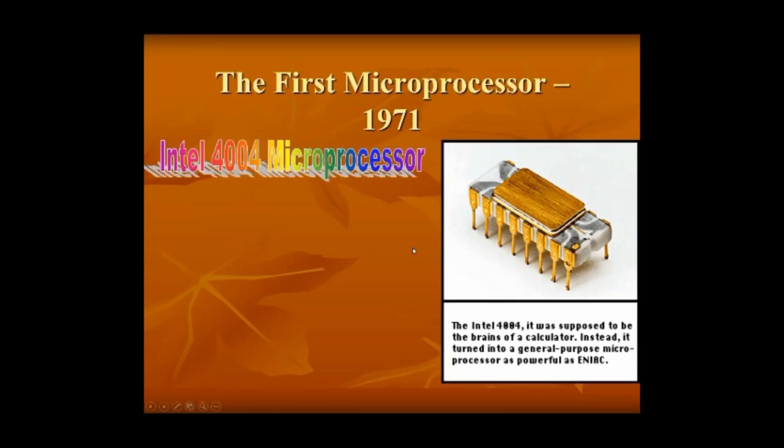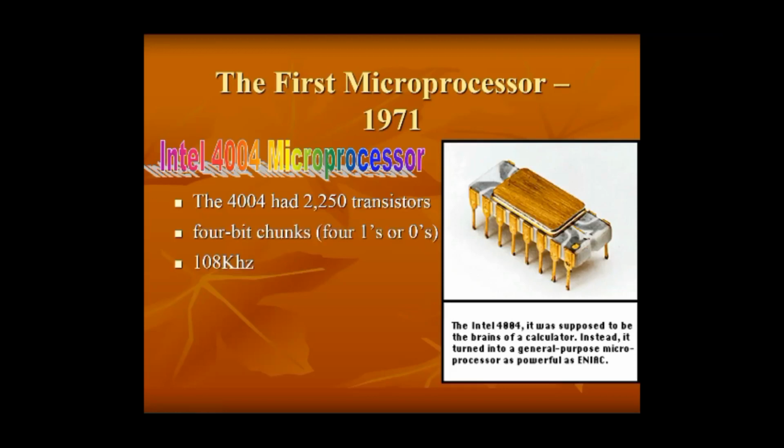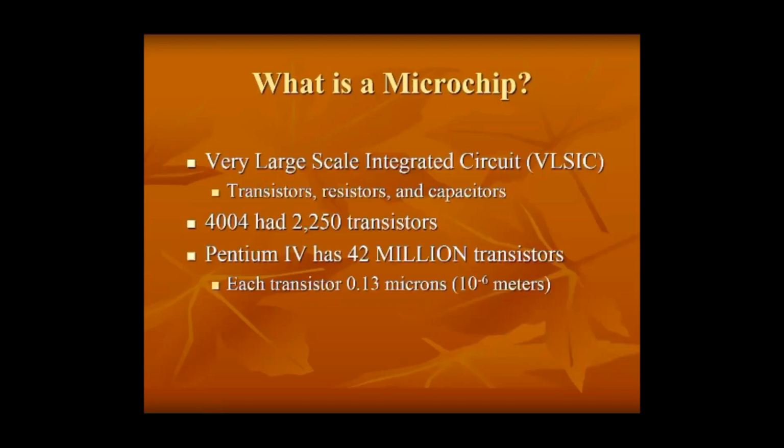This Intel 4004 had 2,250 transistors on it. Imagine, with a small device, a small chip, there are 2,250 transistors placed in that device. Next, 4-bit chunks for ones or zeros, and 108 kilohertz, and it is called the microchip.